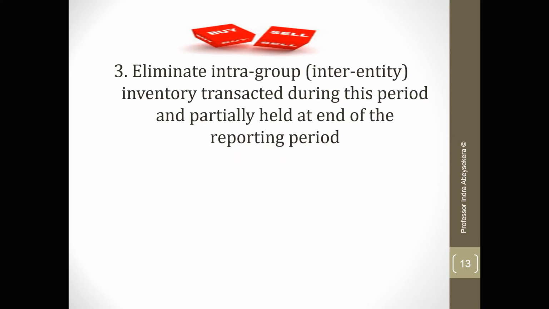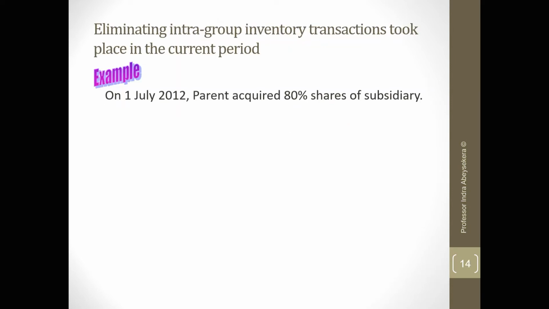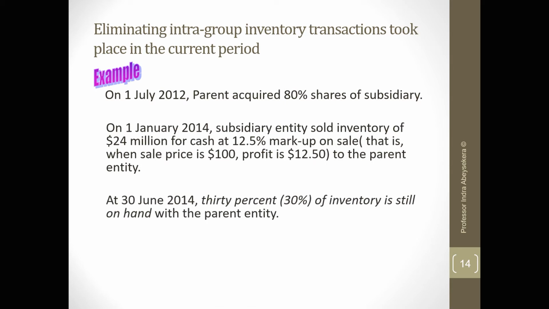We look at inventory transacted during this period, partially held, and here again the ownership percentage really doesn't matter. On 1st of January 2014, the subsidiary sold inventory of 24 million, same example we are taking, but at the end of the year 30% of inventory is still on hand with the parent, so that means 70% has been sold out of the group where the profit has been realized.